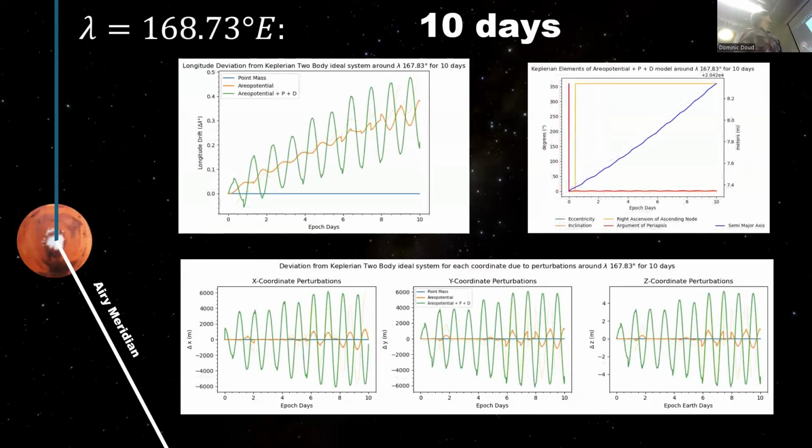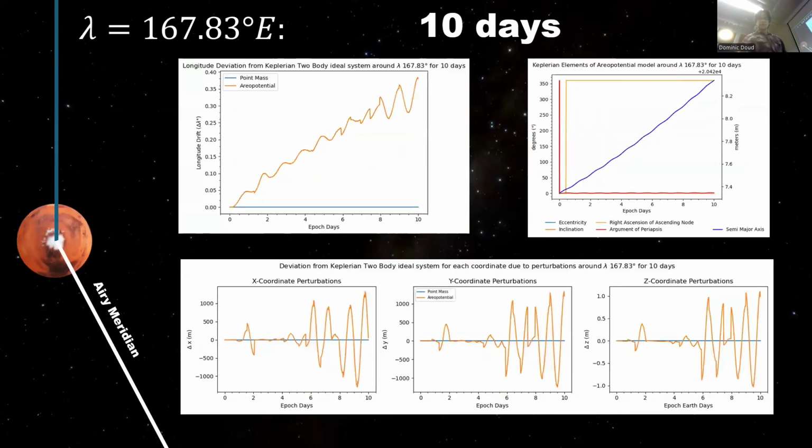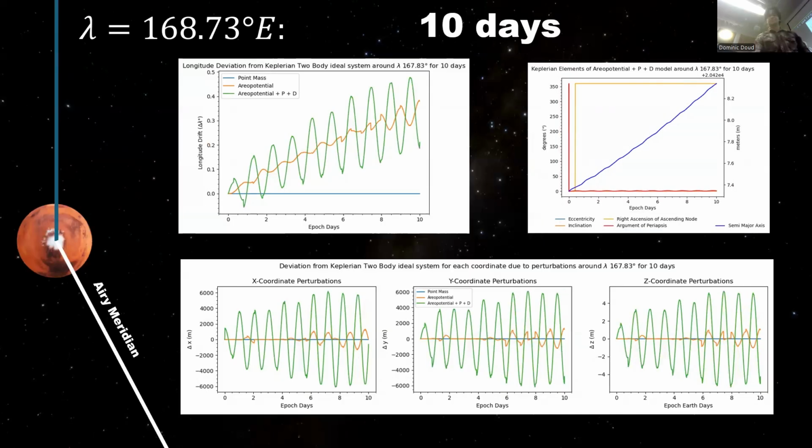Let's add areo potential plus Phobos and Deimos. We're getting more oscillatory sine wave sort of behavior. Things are starting to go up and down, up and down, up and down. But longitude deviation is still secularly trending upwards. The semi-major axis is increasing just a tad bit more, and XYZ has more oscillatory movement.